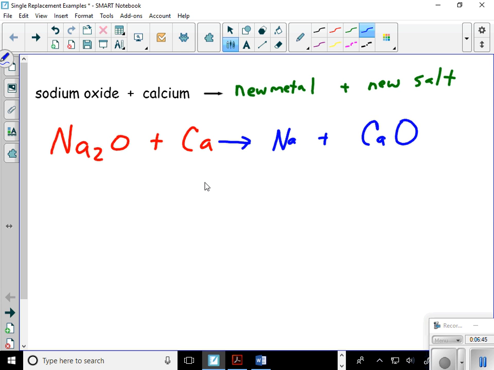So I've got my new metal. I've got my new salt. Now all I have to do is go through and balance my chemical equation. And all I need to do, I believe, is just put a 2 right there, isn't it? To balance.